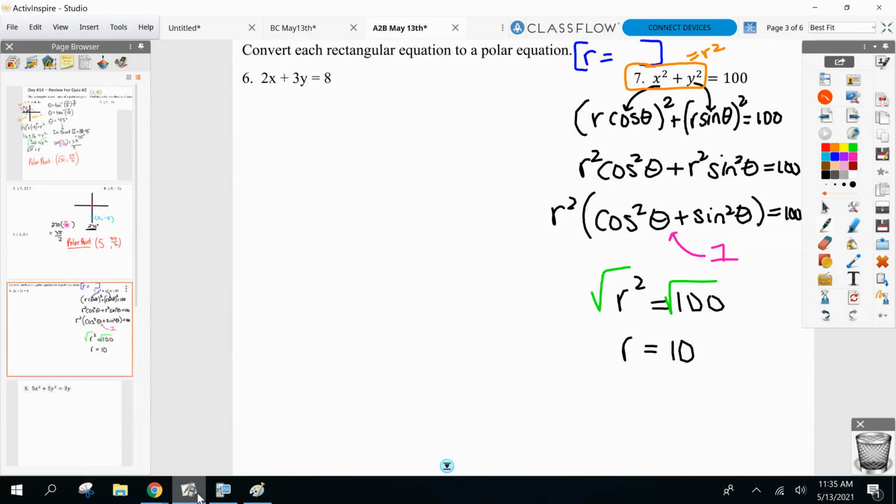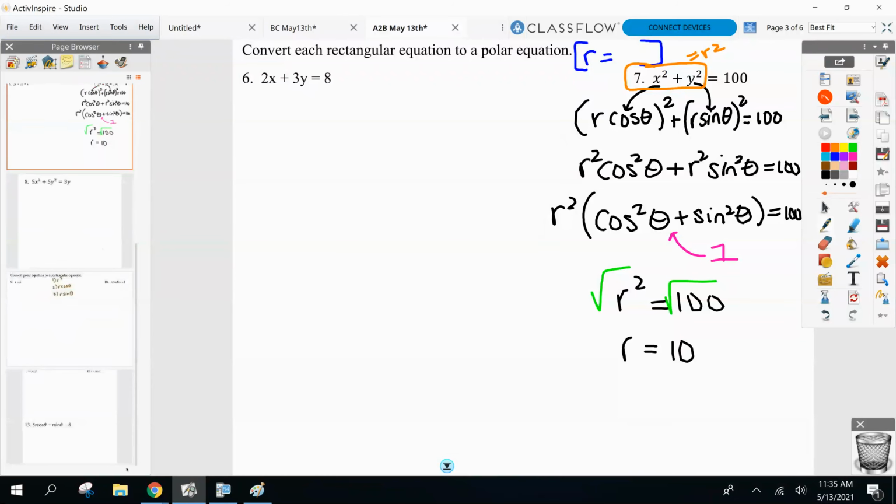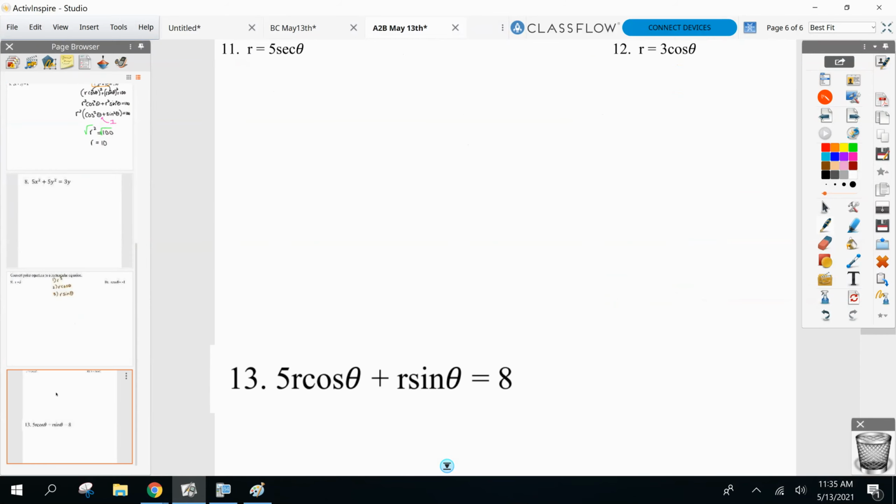All right, last thing, going backwards. This is the toughest one, I think. If I give you polar, you have to give me x's and y's back. So here you go. Let's go to number 12. r equals 3 cosine theta. Turn it into rectangular, so x's and y's only.